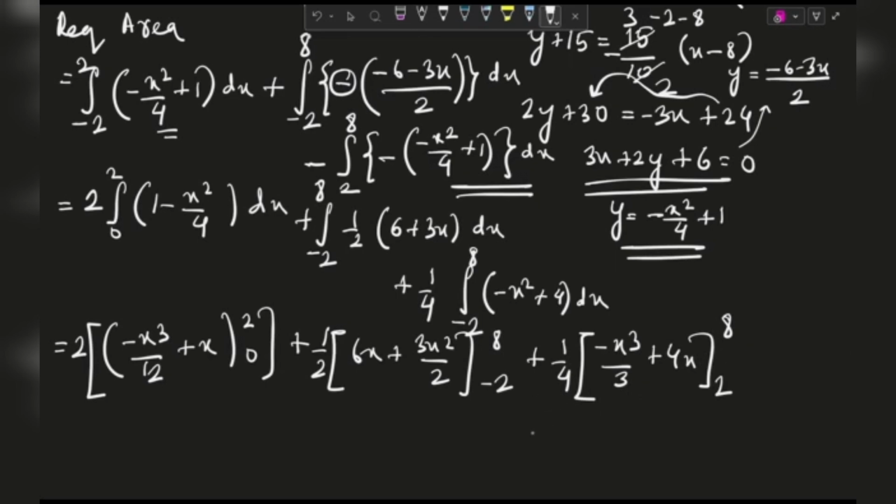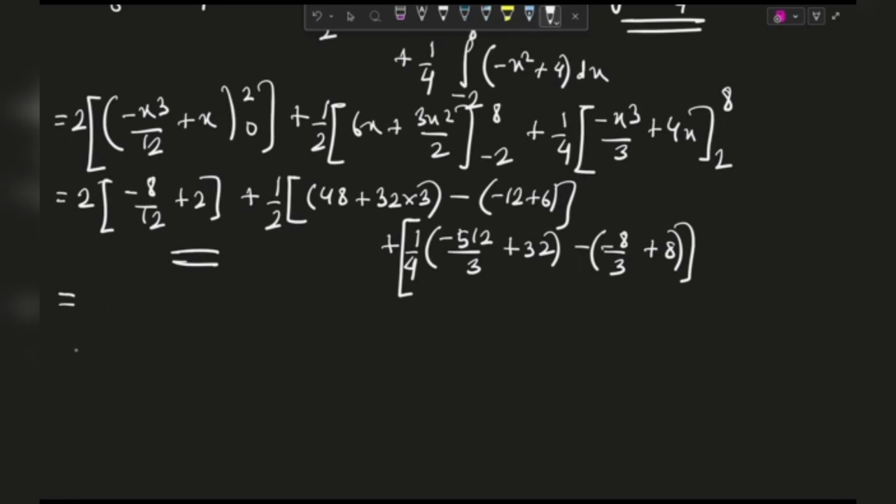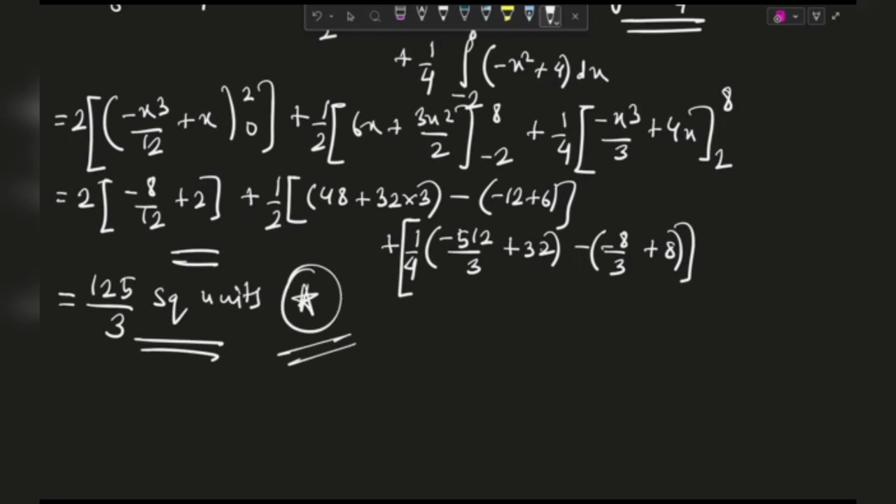So I will quickly try to calculate this for you guys. So here's the complete calculation, guys. I calculated this whole thing. You can also do it. I'm not going much into this calculation. This will be a little hectic. And the final answer for this question comes out to be 125 by 3 square units. This will be the final answer for this question. Pretty hectic calculation here. But yes, you can't deny the fact that this question was a god level question. A really god level question.